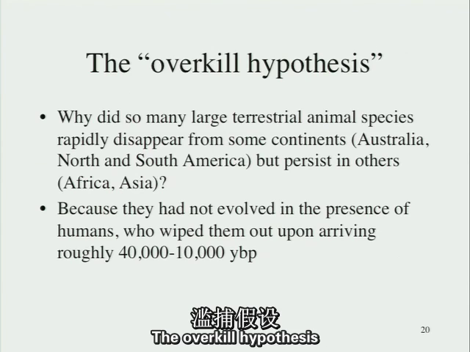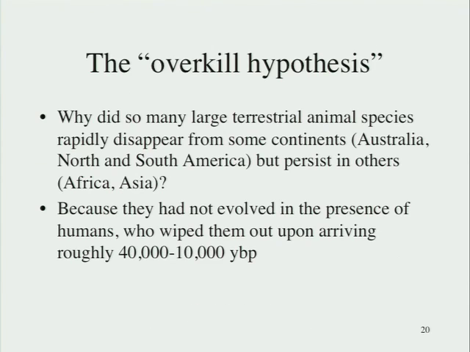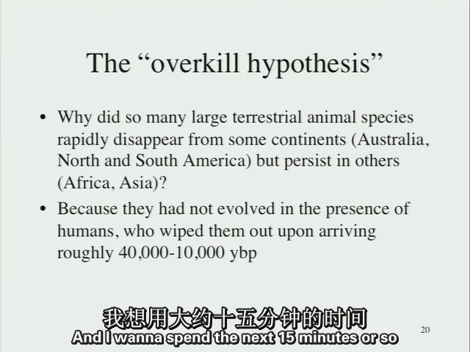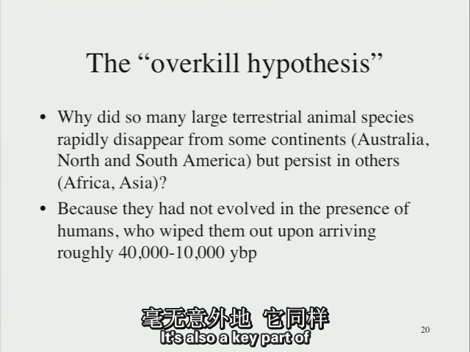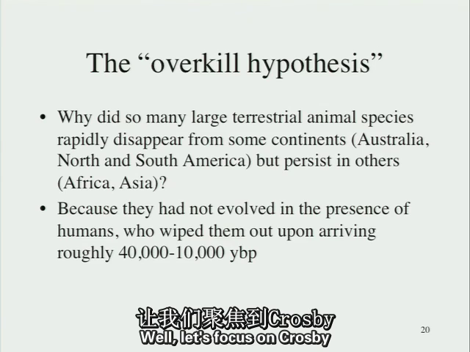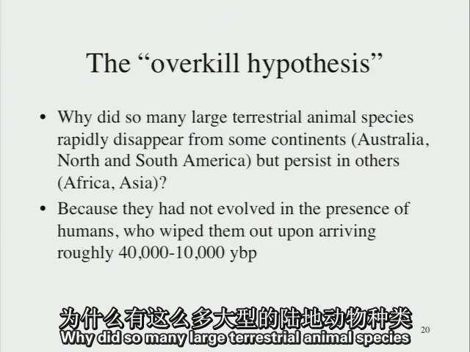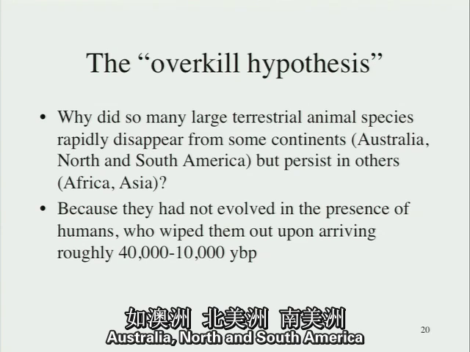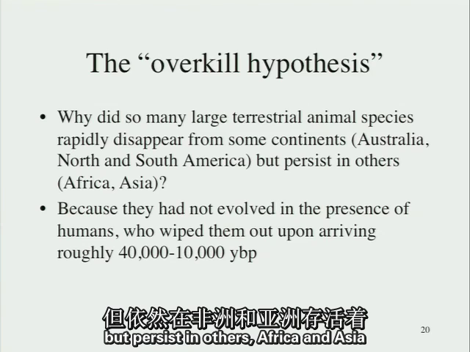The overkill hypothesis, as I've said, is a key part of Crosby's argument. And I want to spend the next 15 minutes or so talking about what it is. It's also a key part of Diamond's argument, not surprisingly. But let's focus on Crosby. The question: why did so many large terrestrial animal species rapidly disappear from some continents, Australia, North and South America, but persist in others, Africa and Asia?